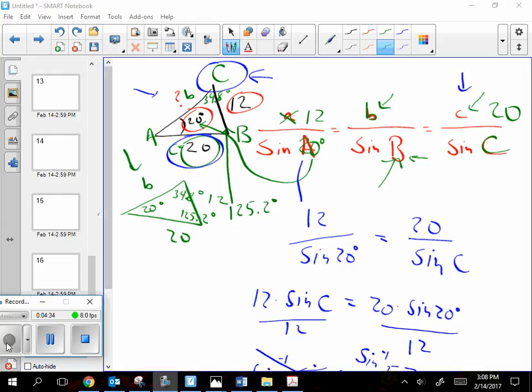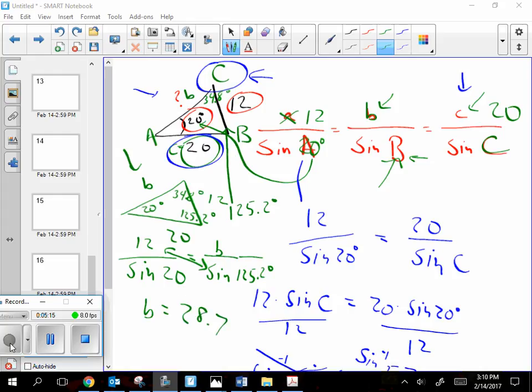All right, to get B, I'm going to use law of sines again. Actually, is there a faster way? I think law of sines is probably it. So we have 12 over sine of 20 equals B over sine of 125.2. Cross multiplying, I get B is equal to 28.67. Well, I'm going to round that to 28.7.